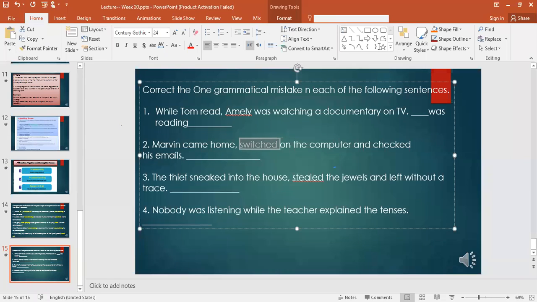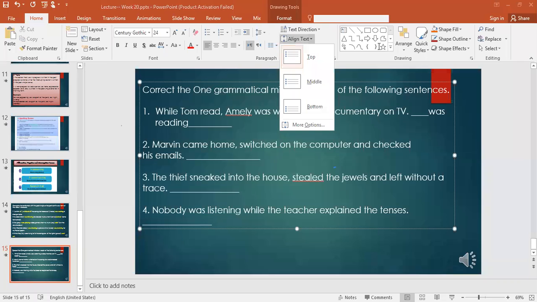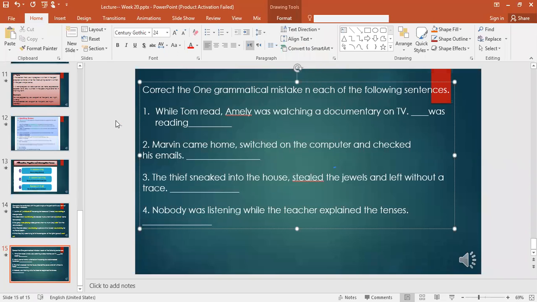Number 3. Yes, Razan. The thief sneaked into the house, stole the jewels, and left without a trace. The mistake is stealed. Why? Because it is an irregular verb. It is stole. Very good. Steal is an irregular verb, and the past tense of steal is stole.